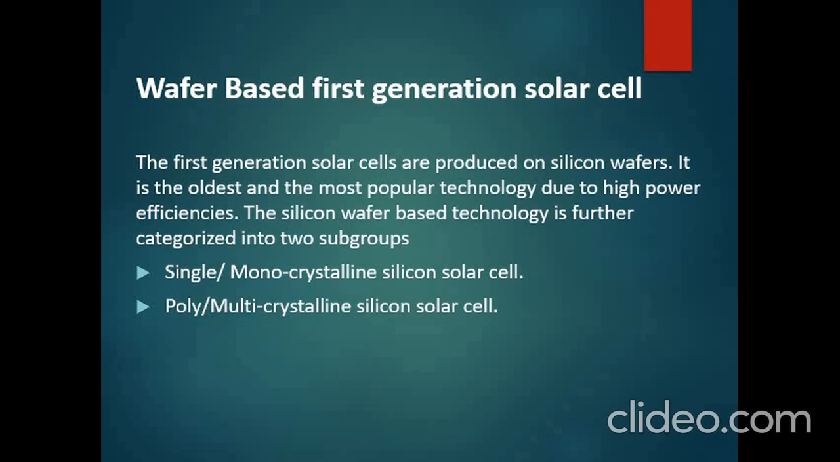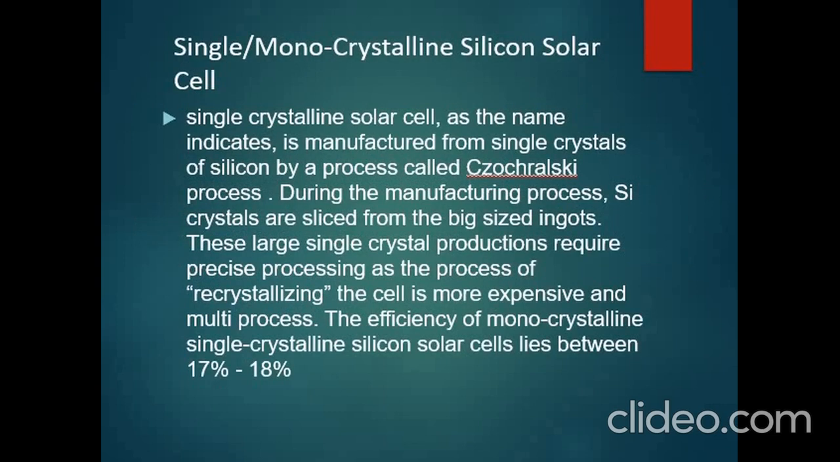Starting with single crystalline silicon solar cells, as the name indicates, they are manufactured from a single crystal of silicon by a process called the Czochralski process. Also, there is one more process, named the float zone technique. It is also a method, but due to its expensive nature and some limitations, we prefer the Czochralski process. This large single crystal production requires precise processing, such as the process of recrystallizing.